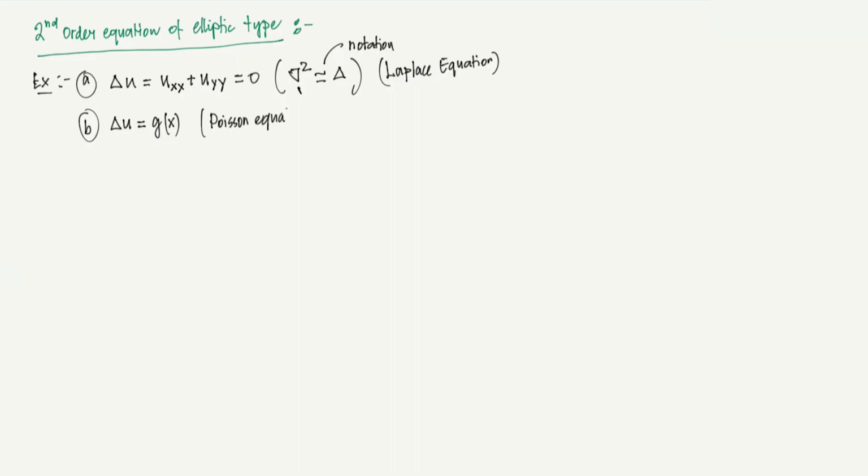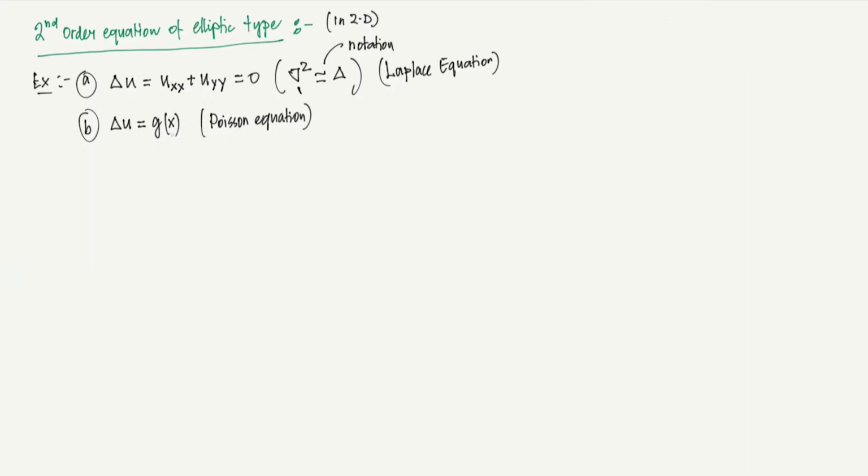Here the g has x in 2 dimensions. It doesn't have to be 2 dimensions, I'm just doing it for 2 dimensions to understand. If it is 3 dimensions, you just add one more. Laplacian of u in 3 dimensions, where u is a function of x, y and z, is u_xx plus u_yy plus u_zz. In 4 dimensions you can just go on doing this.